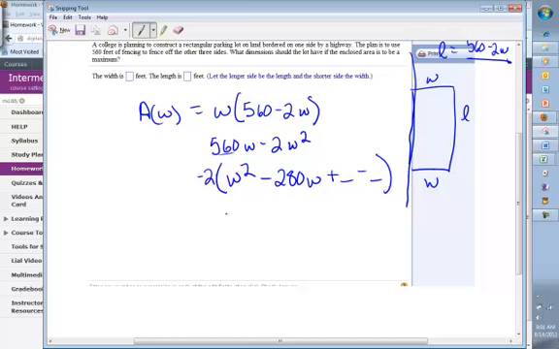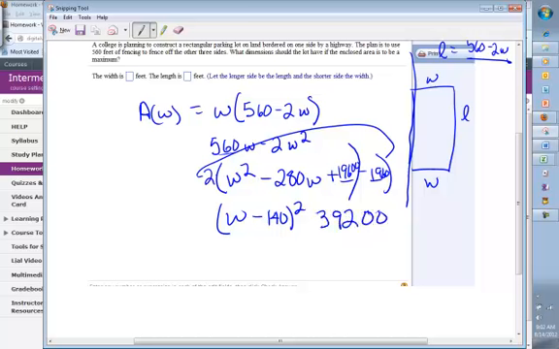Okay, so we factor this, w minus half of 280 is 140 squared. When we square it, we get 19,600. Okay, now this comes inside, and -2 times -19,600 times 2 is 39,200 positive, because this is negative here.